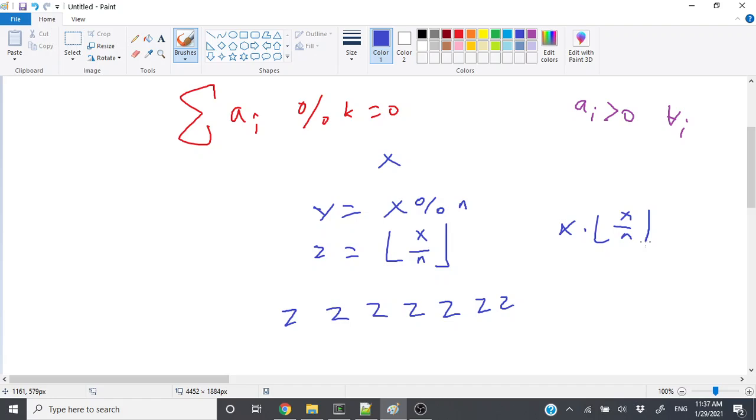So then if we have the array z, z, z, z, z, z, z, then the sum we get is n times the floor of x over n, which is the largest integer multiple of n that's less than or equal to x. So if we take the quantity x minus this, then we get x mod n. Meaning that we're very close to the answer. We're missing part of it.